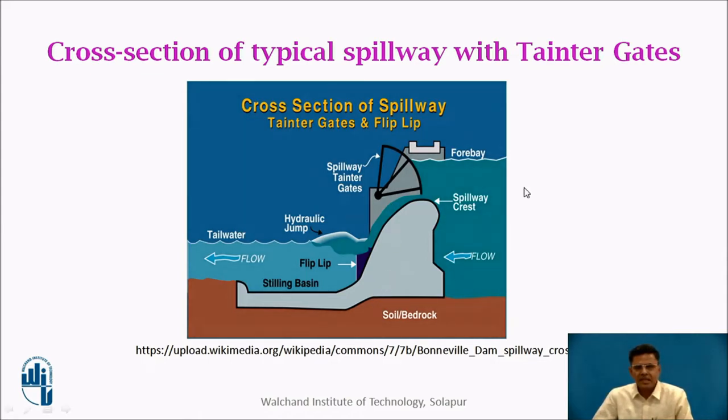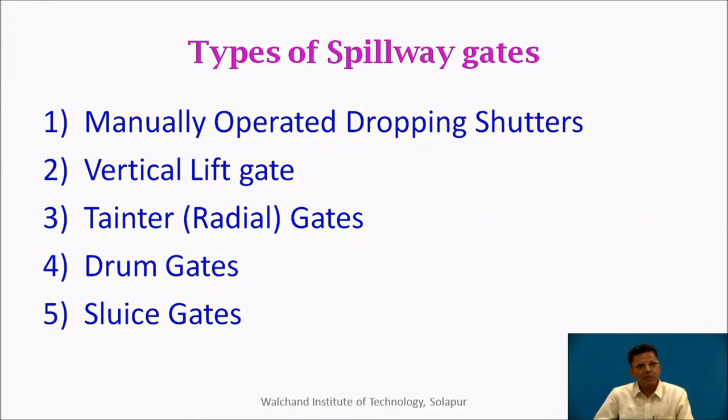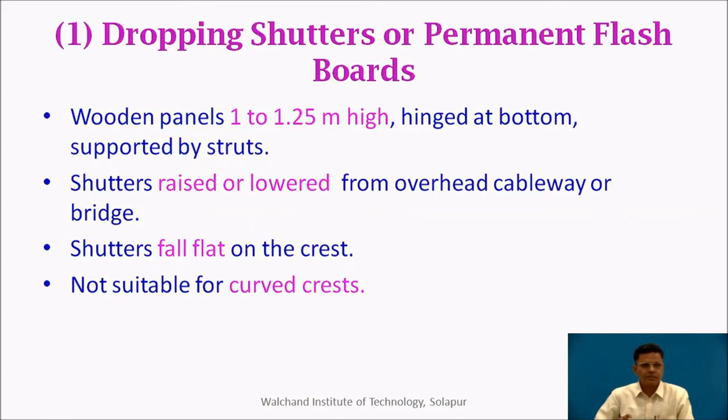Now we can see the cross section of a typical spillway. If we look here, this much depth of water is stored against the spillway gate. So when the gate is closed, we can store water up to the top of the gate, but when we want to discharge, this full depth is available for discharge, and that's why the reservoir can be emptied in lesser time. That is the advantage. Types of spillway gates: manually operated dropping shutters, vertical lift gates, tainter gates, drum gates, sluice gates. These are the major types.